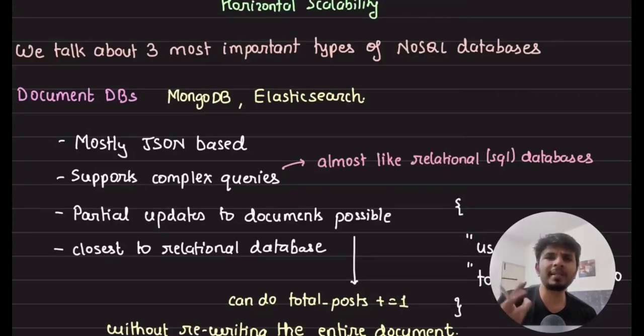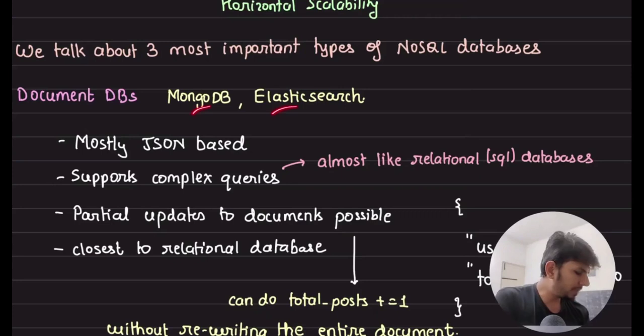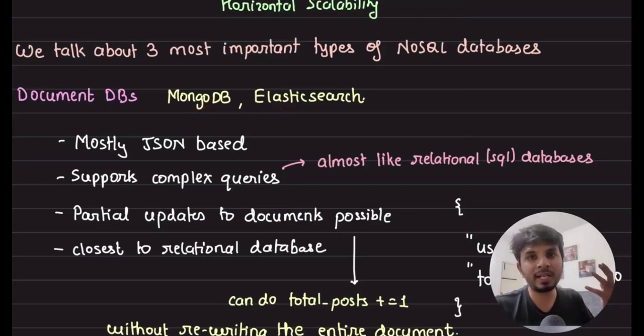But let's spend some time understanding document DBs. Document DBs are the closest to relational databases. They are mostly JSON based. Two popular examples, MongoDB and Elasticsearch. MongoDB is a very famous document database. Same thing goes with Elasticsearch. Although it's more famous for search use cases, you can still use it like how you're using MongoDB for that matter. The best part is they support complex queries.